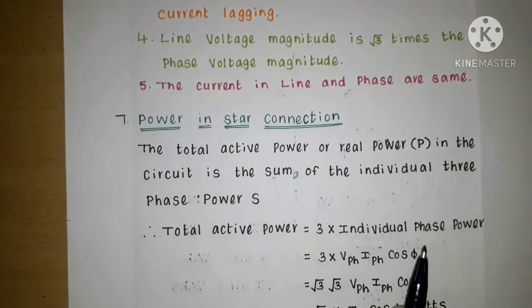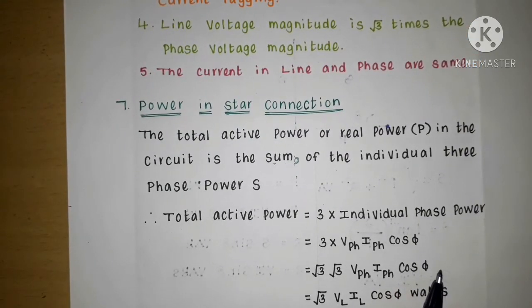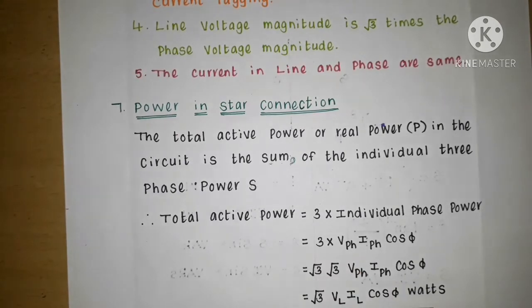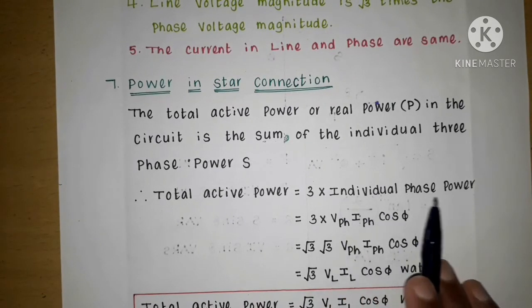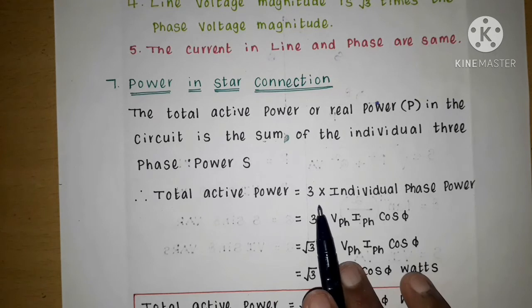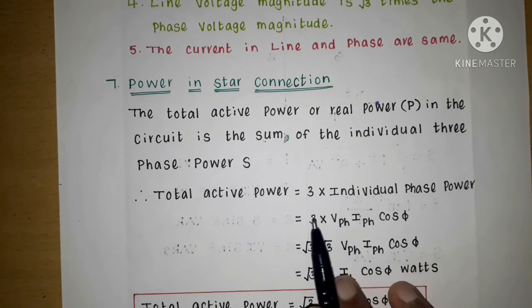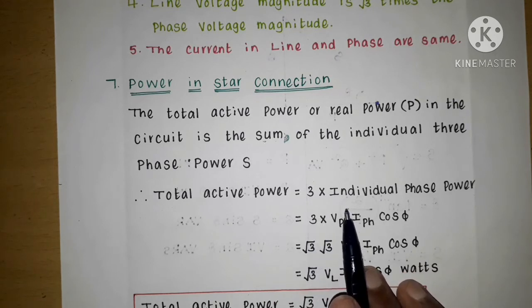Next point, power in star connection. The total active power or real power P in the circuit is the sum of the three individual phase powers. So total active power equals 3 times individual phase power, in a balanced system, given by the generator.